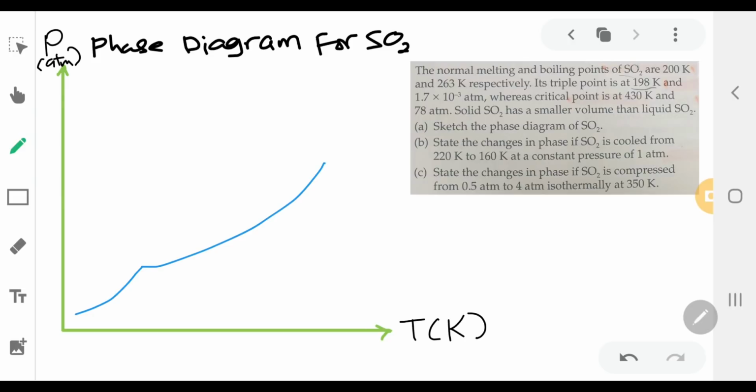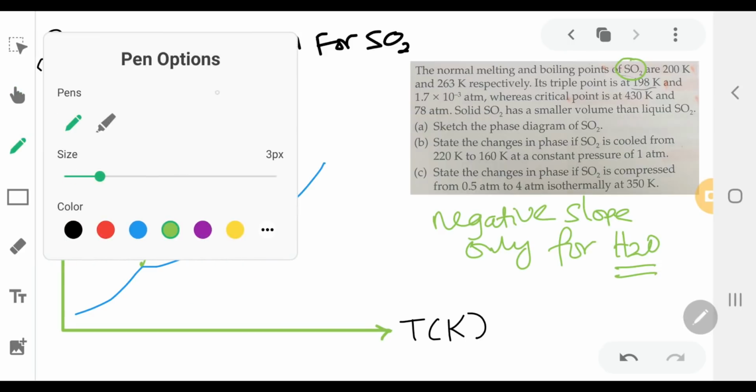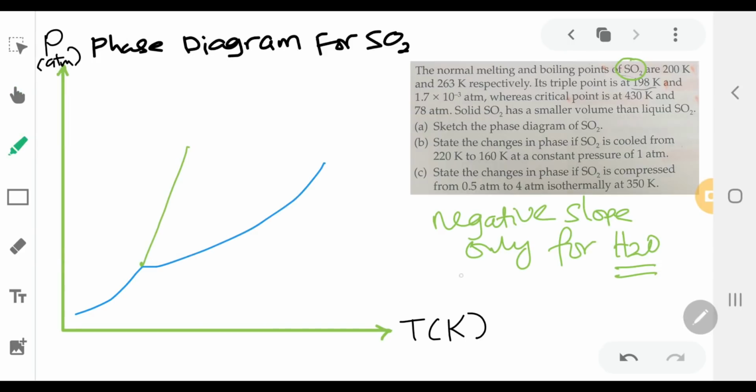For the slope of SO2, it's going to be a positive slope like this, just like carbon dioxide. Remember, a negative slope is only for H2O. So for sulfur dioxide, you're going to have a positive slope like this. The first thing we need to identify, or put in your phase diagram here, is the triple point.